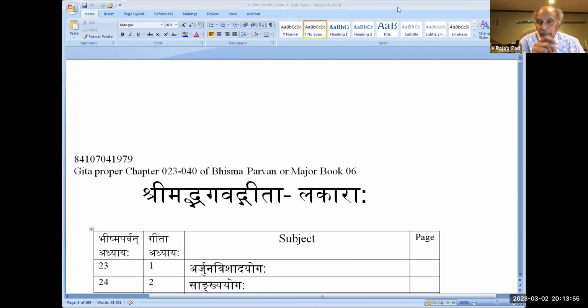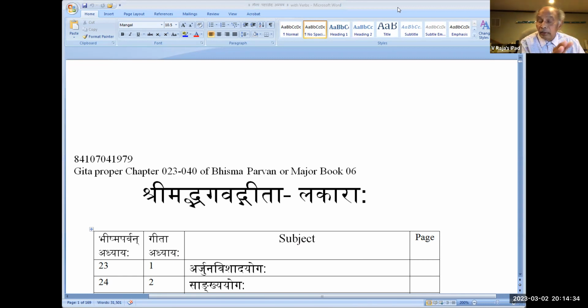Yat gatva, having gone there, na nivartante, it does not come back. Tat dhama. Dha is to place. We all know vidhata. We use the word Brahma as a vidhata, the one who writes our destiny. So, yat gatva, having gone there, na nivartante, there is no return. Tat dhama, that location, is mama. That's my location.